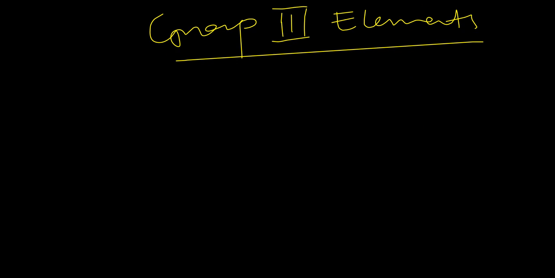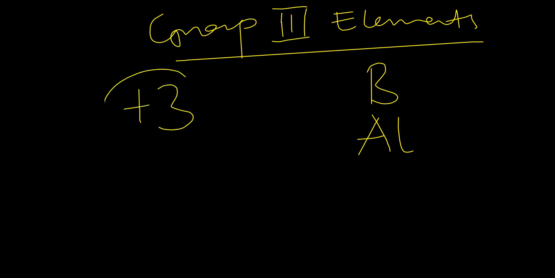We are going to group 3. Group 3 elements, you have boron in this group, you also have aluminium in this group. And these elements always have oxidation numbers of positive 3. Fixed. It's very important you remember. Let's move on to the next element.